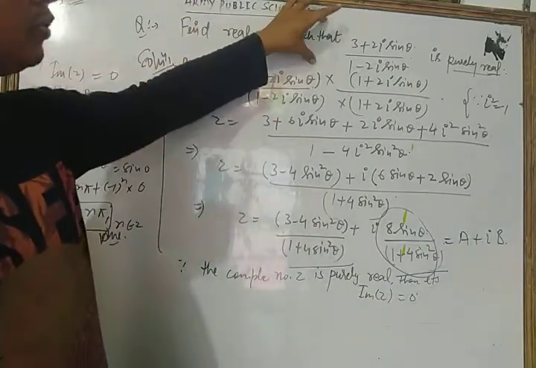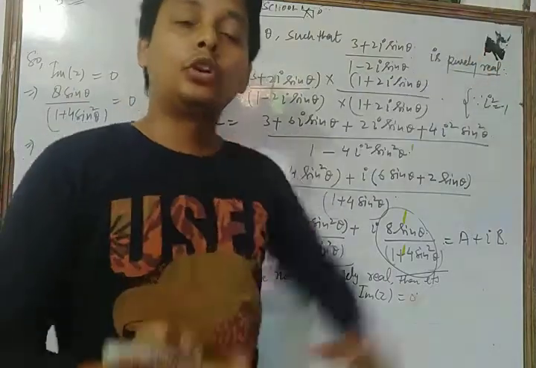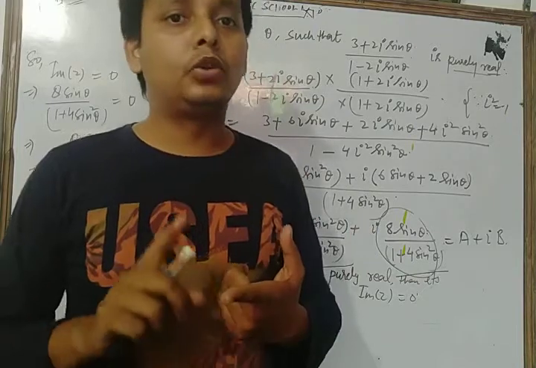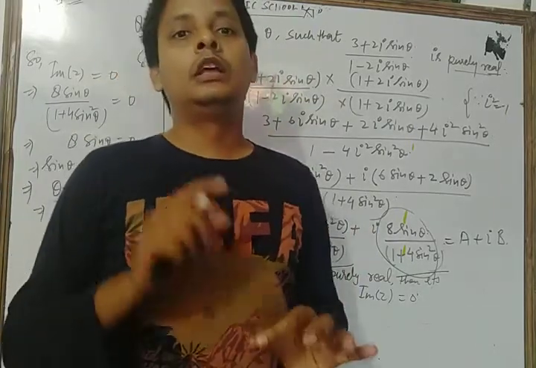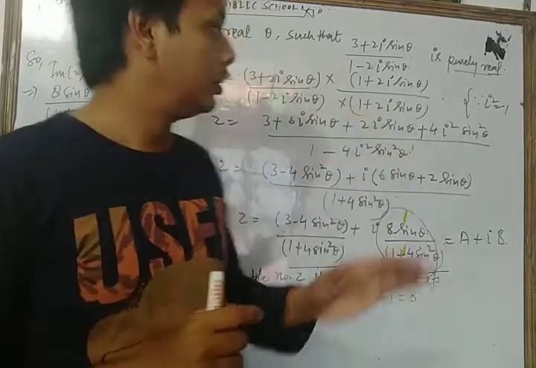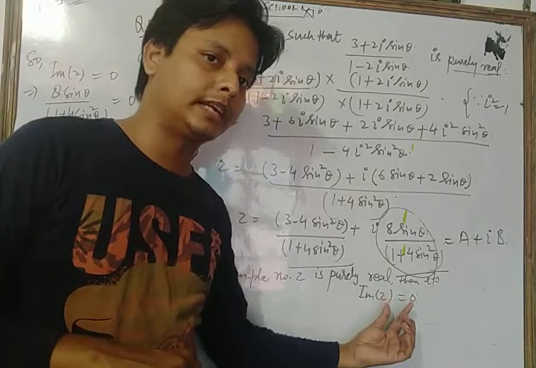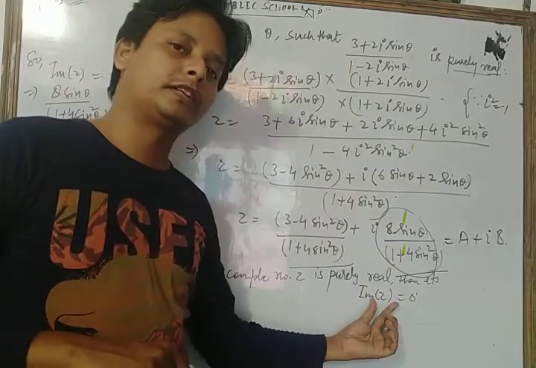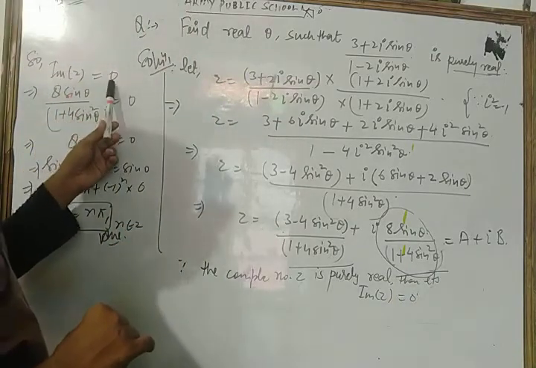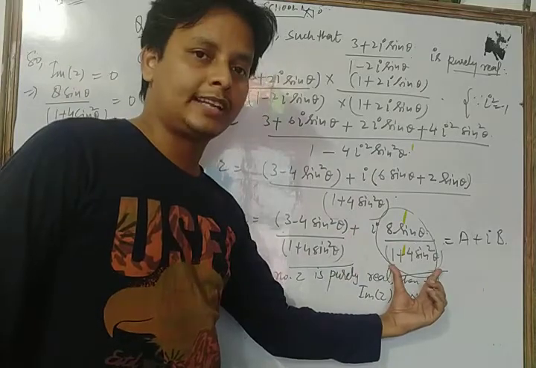Now according to the question, the given complex number is purely real. Any complex number is said to be purely real if and only if its imaginary part is equal to 0. Now here we apply the condition of a purely real complex number, that is, the imaginary part of that complex number must be equal to 0. That is, the imaginary part of z is equal to 0. So here the imaginary part is 8 sin theta upon 1 plus 4 sin square theta.